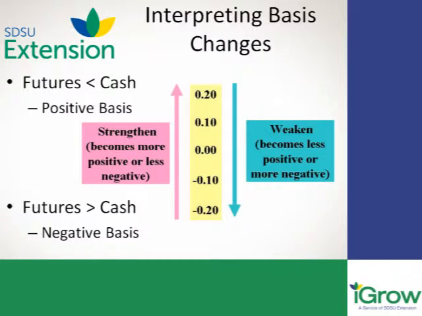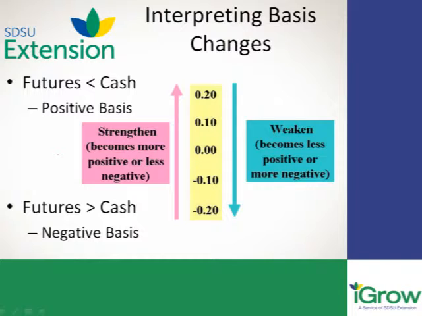Important to remember that sometimes basis is negative, sometimes basis is positive, and it depends on the commodity and it depends on market conditions. When you have a positive basis, that's going to happen when the cash market price is greater than the futures market price. So for example, if you have a cash price of $5 and a futures price of $4, you have a positive basis, $1 positive basis. Again, remember, basis is cash price minus futures price. So if your futures price turns out to be higher than your cash price, you're going to have a negative basis.